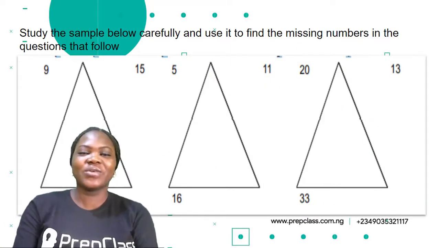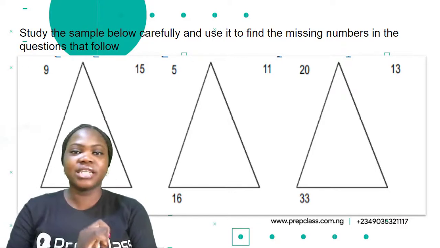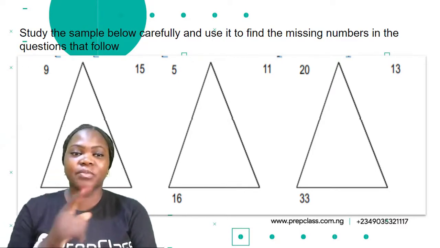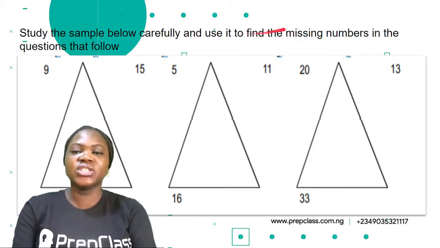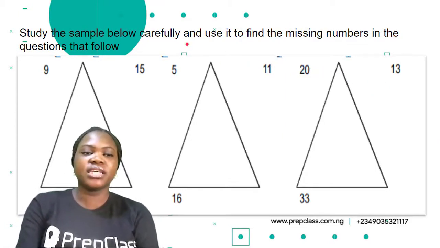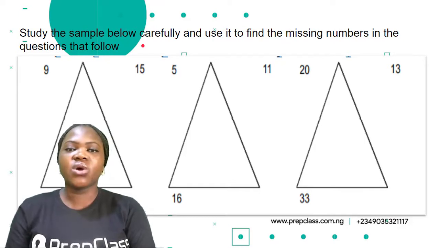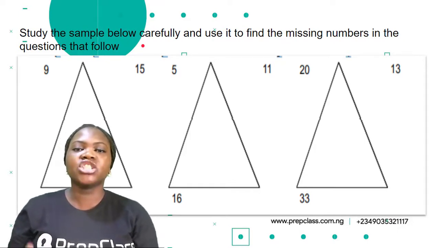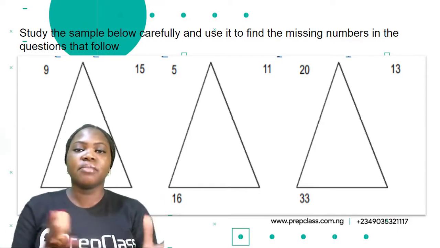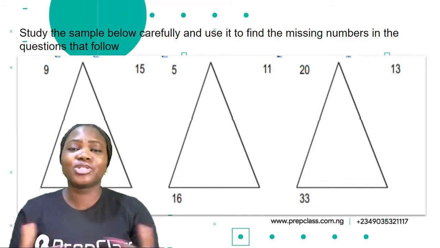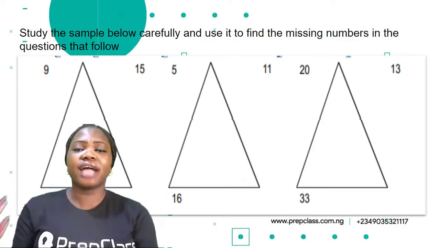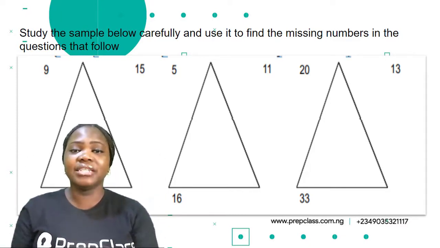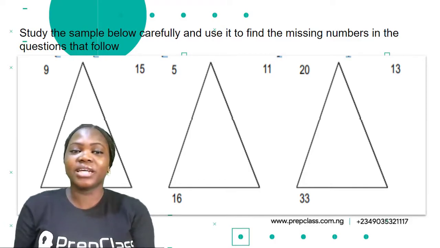Now let's move on to the questions. Okay, not the questions actually, the samples. So we have to study the samples below carefully and use them to find the missing numbers in the questions that follow. Quantitative reasoning measures one's ability to use basic mathematical skills to solve problems. So you're given some samples, then you have to find out the math necessary behind it, and then you get your answer. As simple as that.